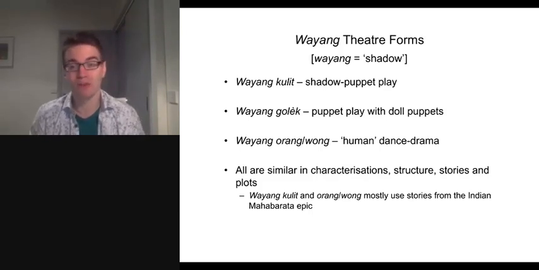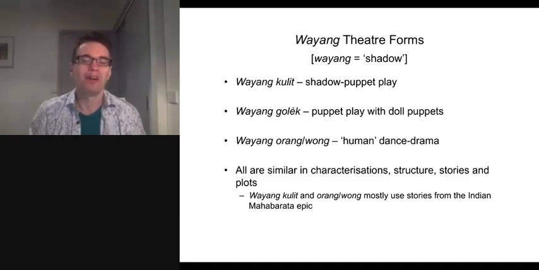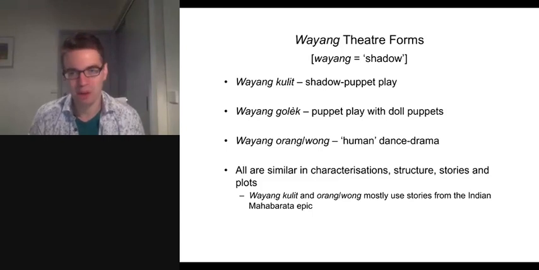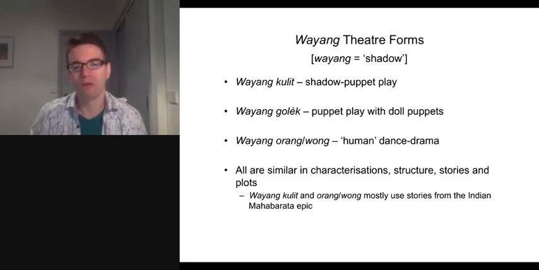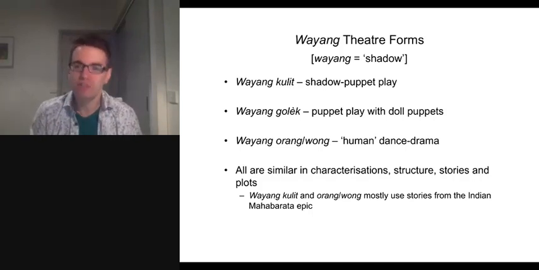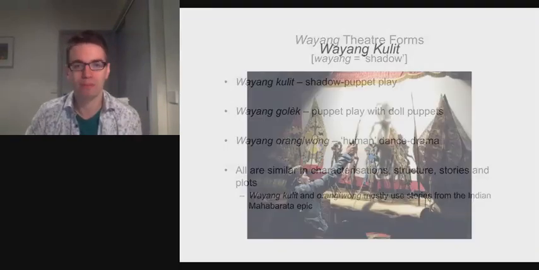In all of these various forms of wayang, there are similar characters, structures, stories, and plots. The majority of characters, structure, stories, and plots are taken from the Indian epics, in particular the Mahabharata, but sometimes the Ramayana. But there are also Javanese stories that are used in some of these theatre forms, such as the tales of Prince Panji or other various tales. So let's just show you some pictures of these various forms.